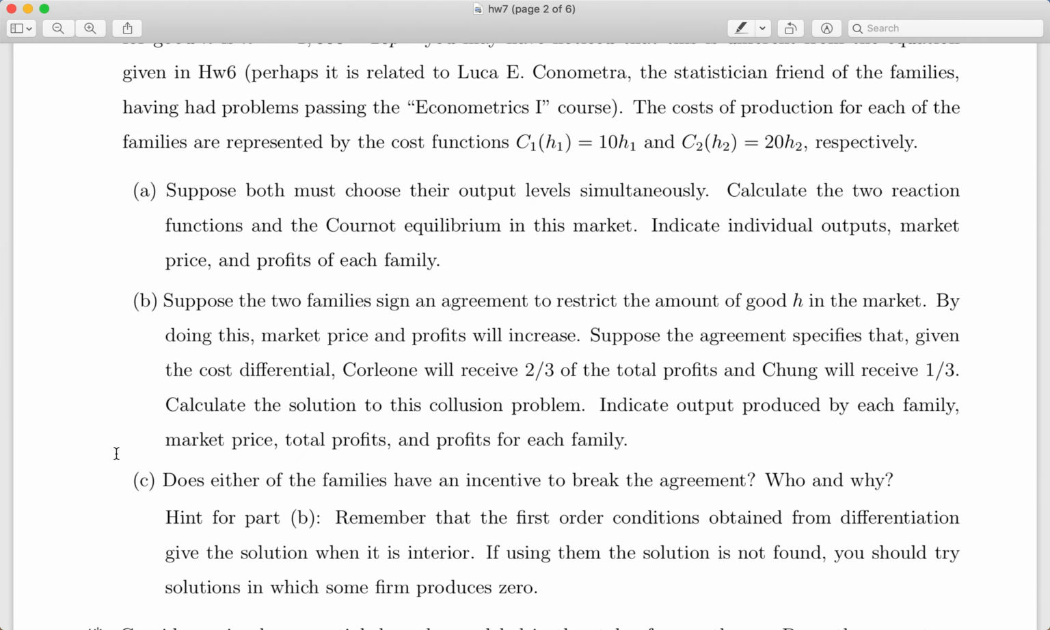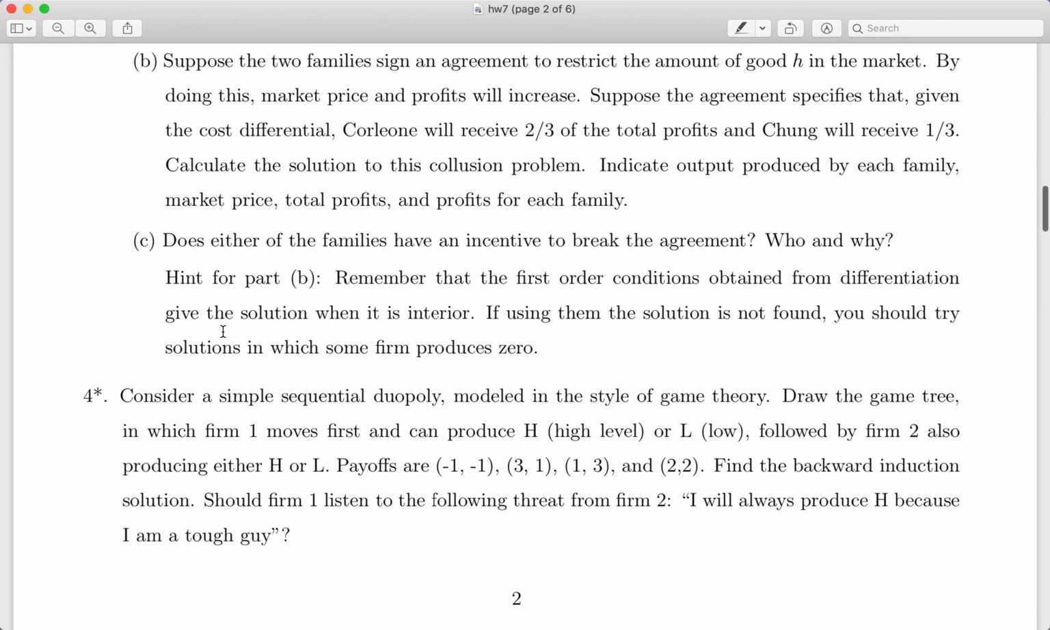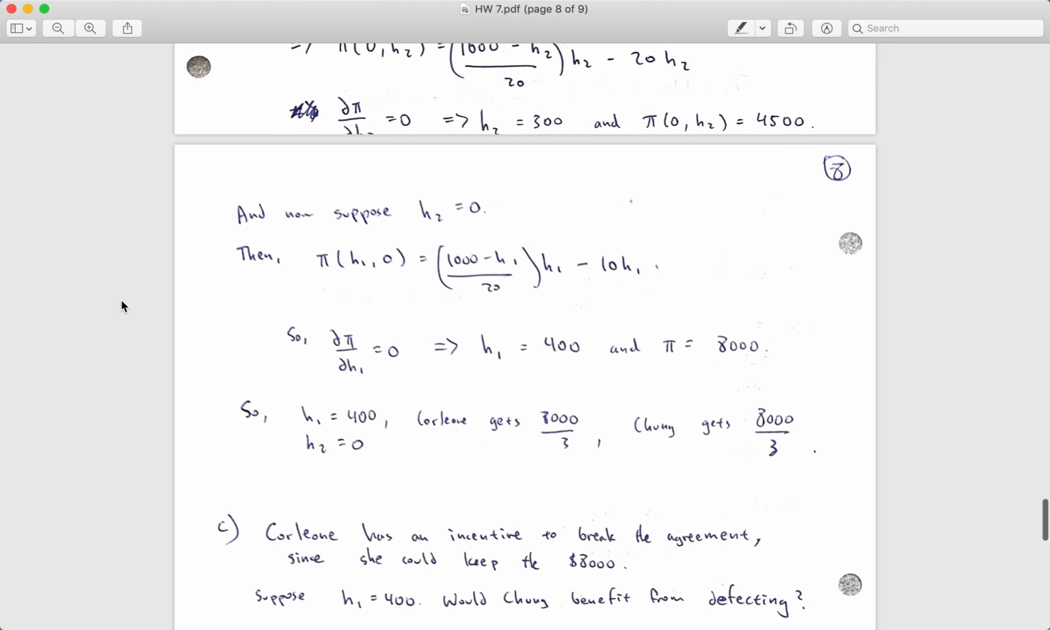So now we ask whether any of the families have an incentive to break the agreement. What it means to break the agreement, I guess, is that you suppose the other person is going to do their part, produce the agreed upon quantity, and you wonder, can I get any extra? And of course, Corleone can get something extra because Corleone can decide that they're just going to keep all of the 8,000 instead of giving a third of it to Chung. And so there's going to be a clear incentive on that side to break the agreement.